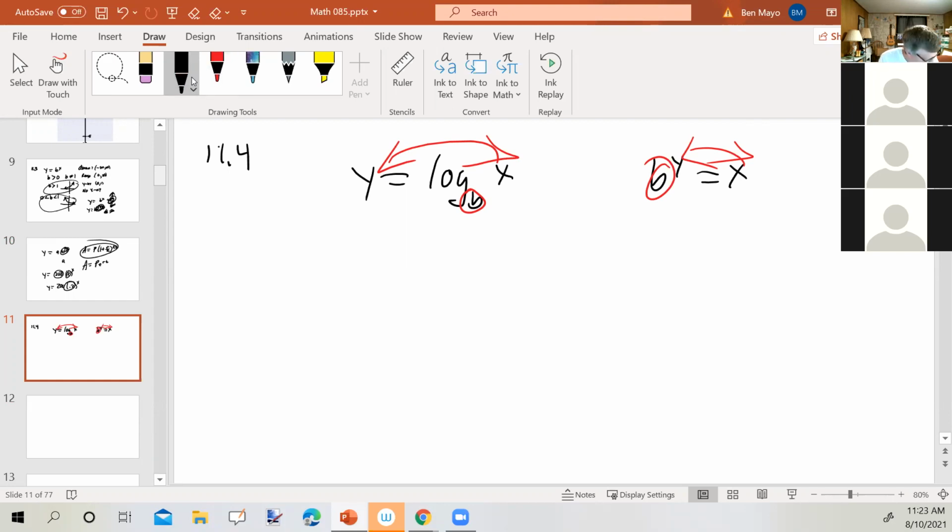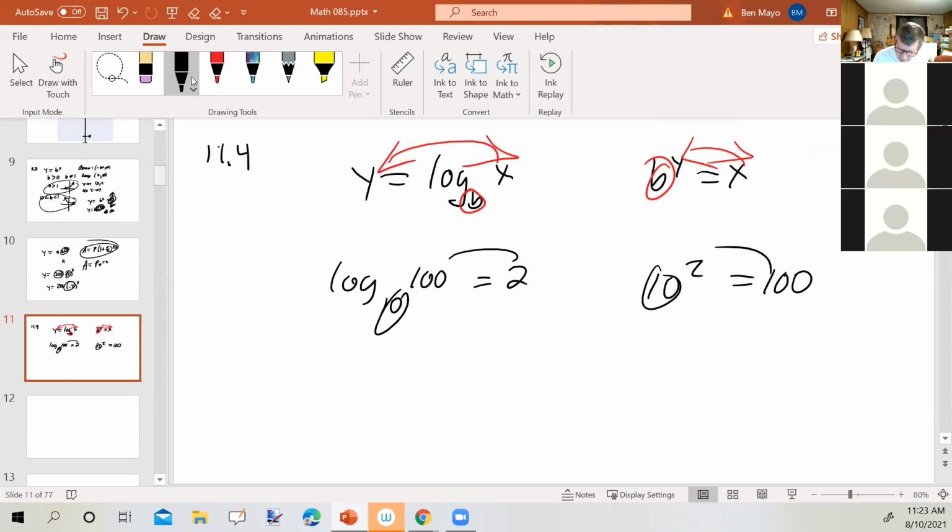So let's say you've got something like log base 10 of 100 equals 2. In exponential form, that would be 10 squared equals 100. Again, the base stays the same. The players switch places. Notation, log is the same thing as log base 10. Okay, on your calculator, you would use the button that says log to use log base 10. Okay, let's see what else.